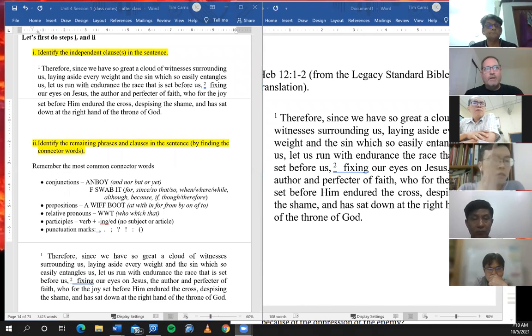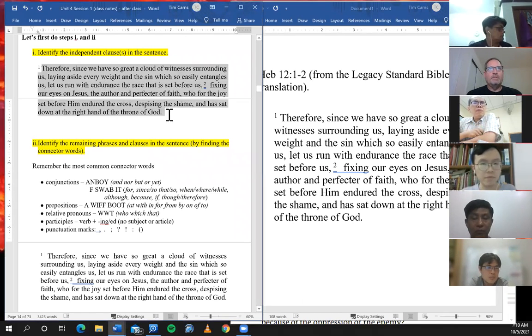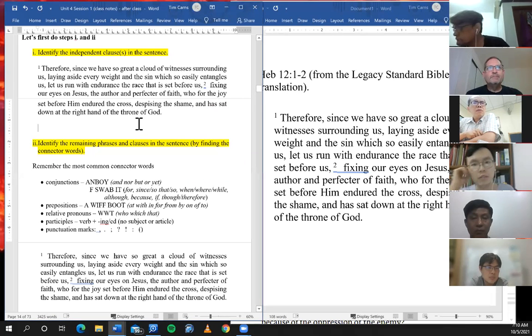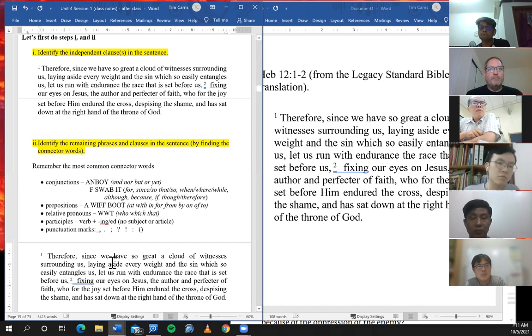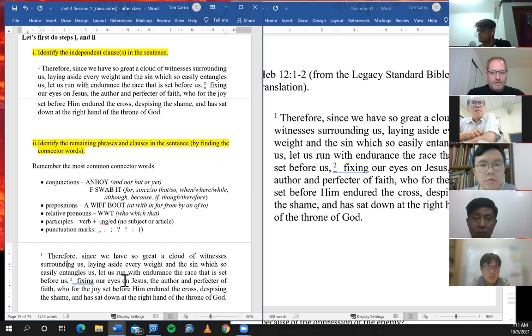Okay, thank you. All right, so why don't you guys on your own, I'll give you a few minutes. First, identify the independent clause or clauses if there's more than one. And again, usually it's near the beginning, but not always. I'll give you a hint: in this passage, it's not at the beginning. And then secondly, just look for the connector words within the passage as well. Okay, so let me give you a few minutes to do that.